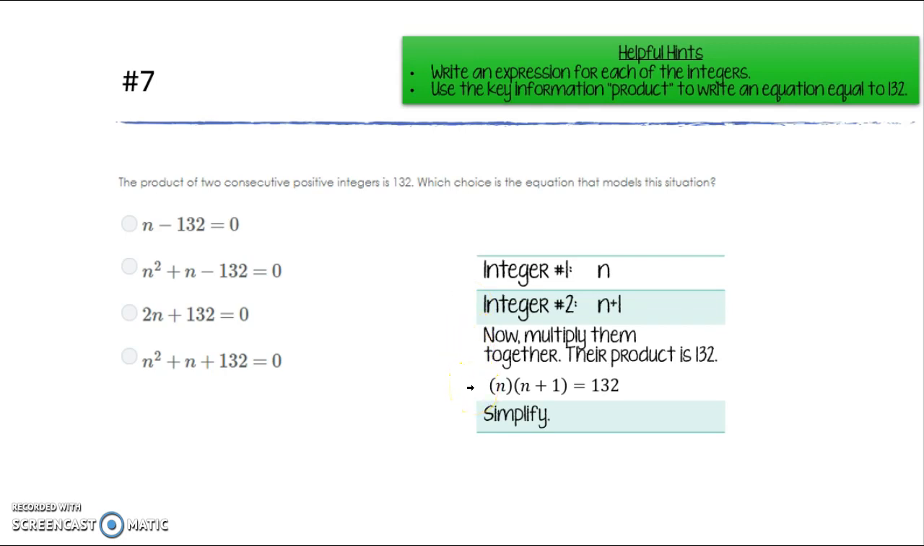We know the product is 132. Now right here where I'm pointing, doesn't have an exact match to anything that I see in my answer choices. So what you'll need to do is simplify that expression, n times n plus 1 equals 132, and see if it then matches any of these. If it doesn't match, then you might need to take another step to maybe subtract something from both sides and see if you can get your answer to match one of these choices.